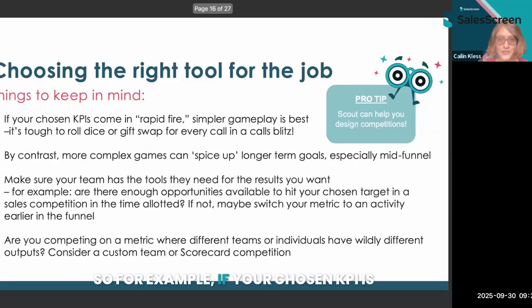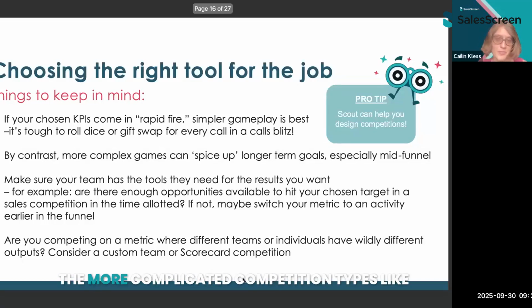So for example, if your chosen KPI is something that comes in rapid fire, simpler gameplay is going to be best. So if you're doing a one-day cold call blitz, something simple like a standard competition or a lottery competition is probably best. The more complicated competition types, like the gift swap, where people are opening packages and swapping with each other, when they actually have to click in and do something in the competition every time they submit a record, that might be a little bit difficult for something high volume that's going to go by very fast.